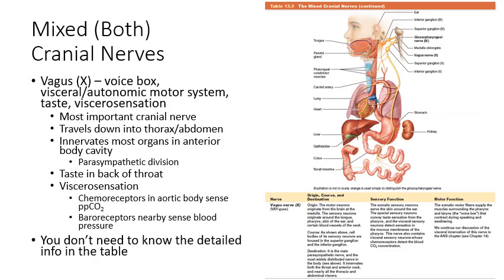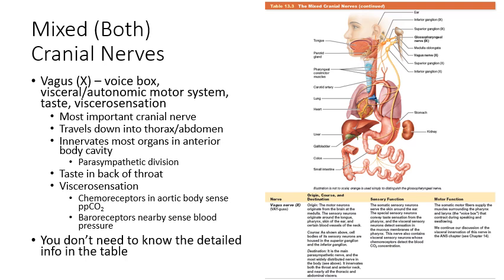Then the last mixed cranial nerve is the most important one out of all of the cranial nerves, and it's the vagus nerve, or cranial nerve 10. So this nerve is controlling the muscles around your voice box, so that you can talk. It also controls a good part of your autonomic nervous system. So it carries a lot of visceral motor information, specifically for the parasympathetic branch of the autonomic nervous system. It's also carrying some taste information and some visceral sensory information.